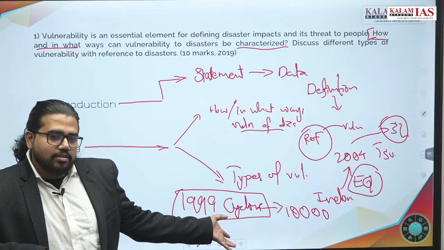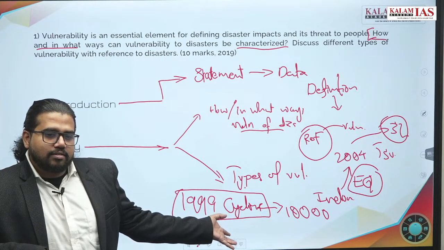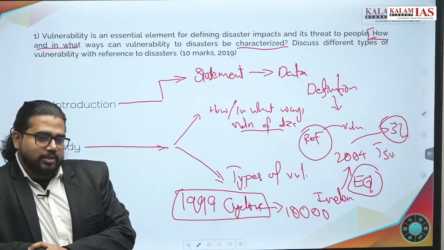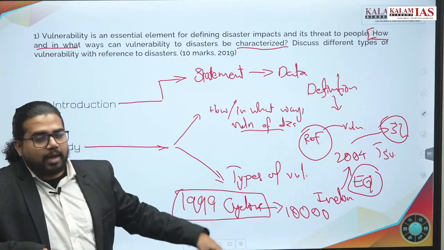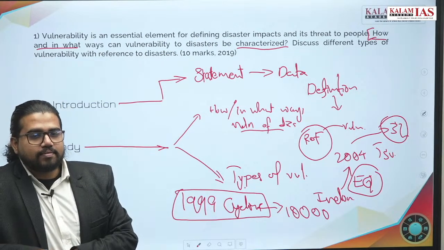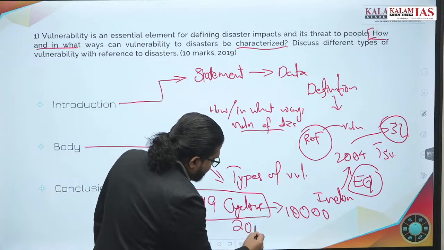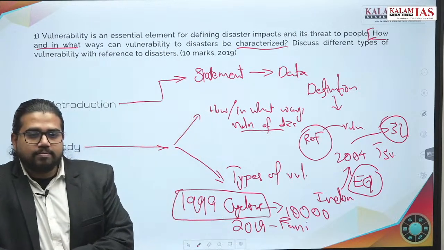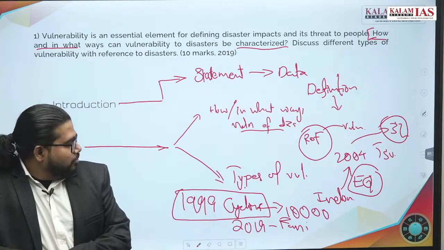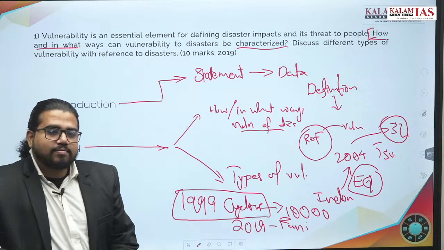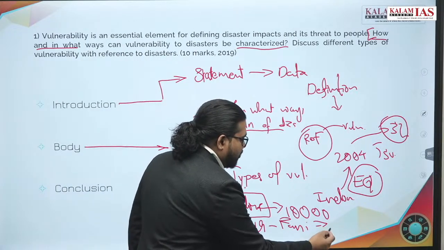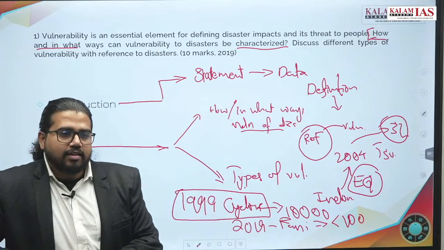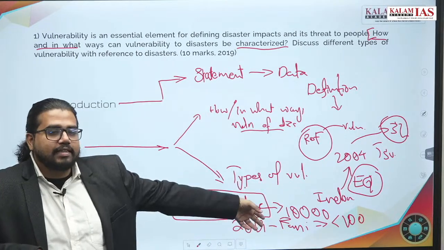What is a super cyclone? Something like 221 km/h speed going above that, we call it a super cyclone. Did any super cyclone happen again in Odisha? In 2019, cyclone Fani was there. How many people died? Some reports say less than 100. 10,000 to less than 100, same intensity cyclone.